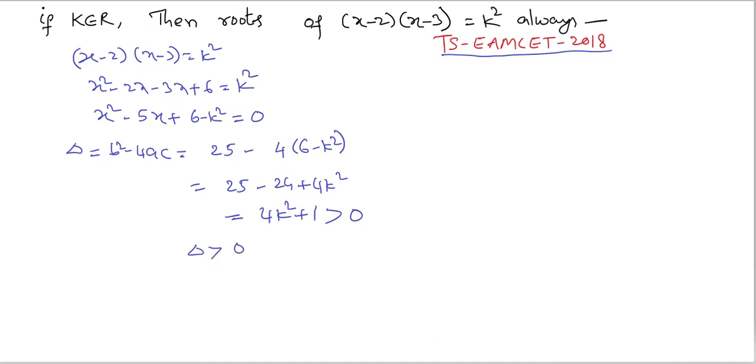Delta greater than 0 means the roots are always real and distinct.